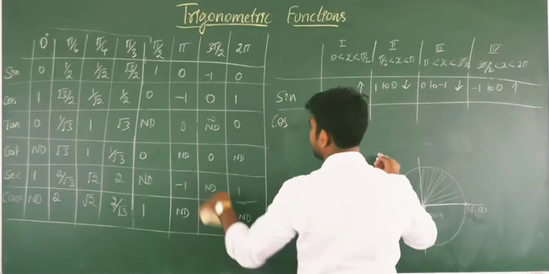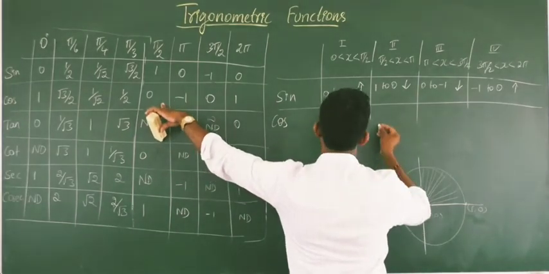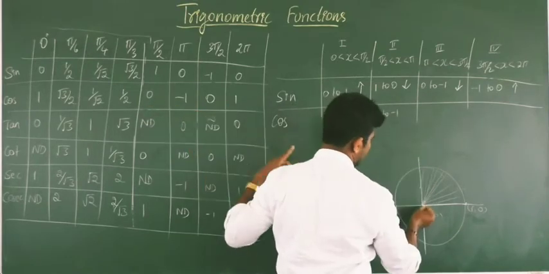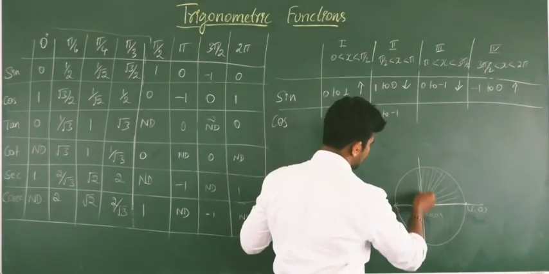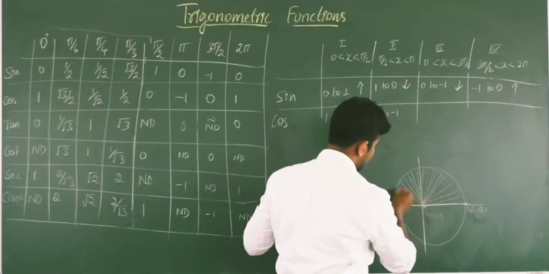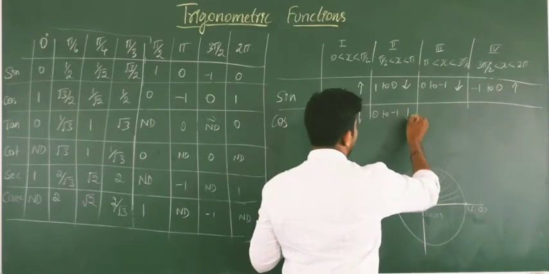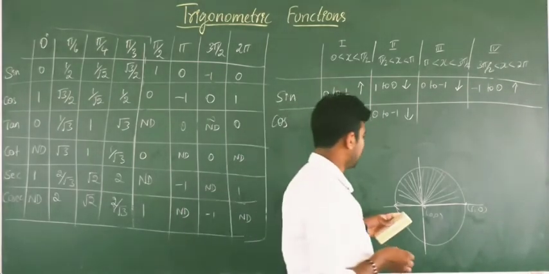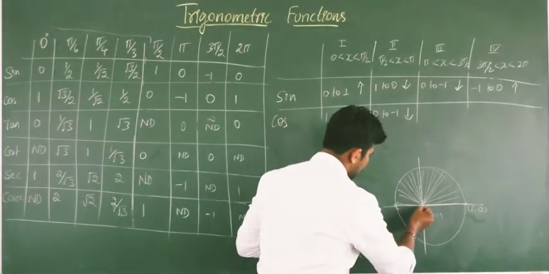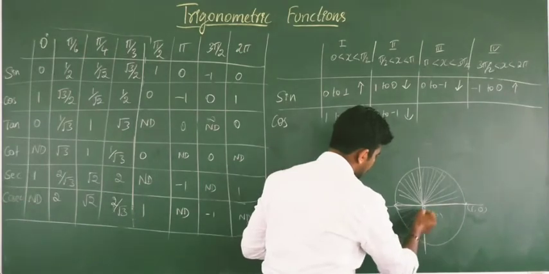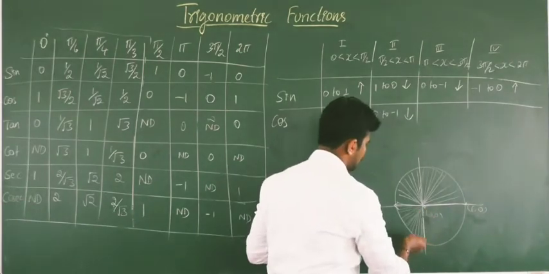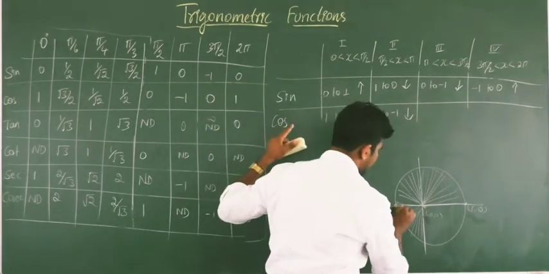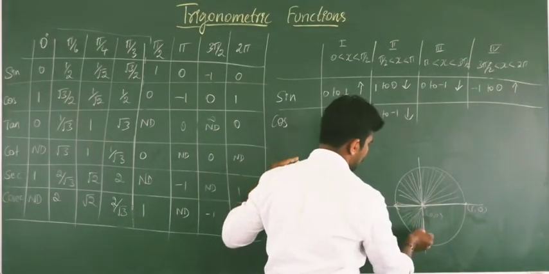Then in the second quadrant, the value goes from 0 to minus 1. Again it is decreased; the value of cos is decreased, so the graph is also a decreasing graph. Now if you go to the third quadrant, from pi to 3 pi by 2, then again you can observe it came back from minus 1 to 1.